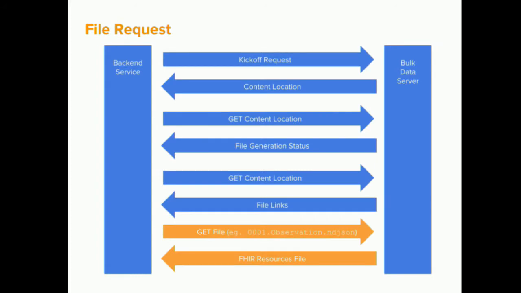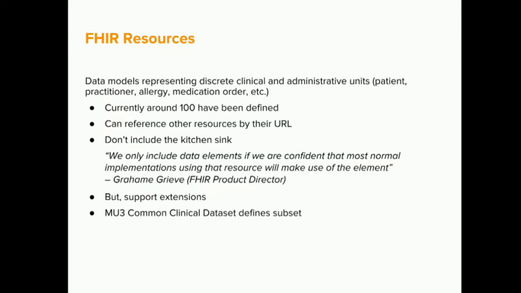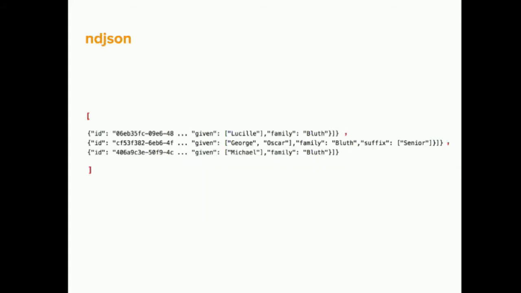And then the server can query to get these files and retrieve them. I'm not going to talk really about what a FHIR resource is here. Hopefully, at this point in the conference, everybody has some familiarity. But if not, there are lots of people who would be happy to chat about that. But I will talk briefly about what the ND JSON format is. It's really pretty simple. It's newline delimited JSON.